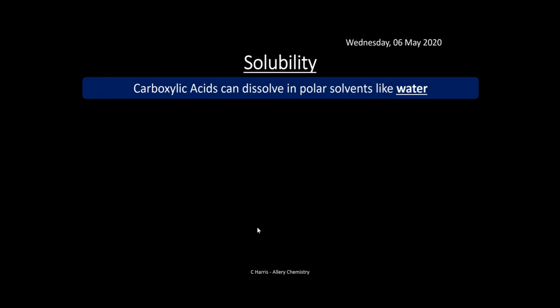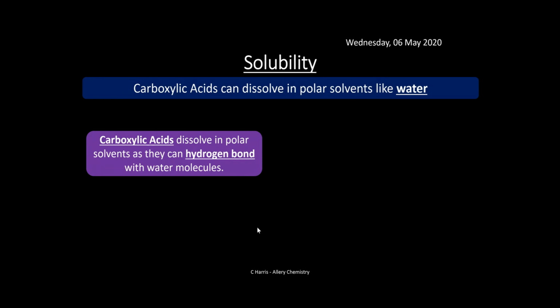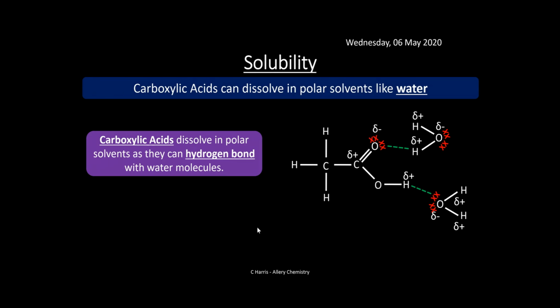Okay, so let's look at solubility. Carboxylic acids can dissolve in polar solvents like water, and they dissolve because they can form hydrogen bonds with the water molecules. So here's an example. We've got our carboxylic acid, ethanoic acid, on the left here, and that hydrogen bonds with your water molecules. Now it can hydrogen bond in 2 places. It can hydrogen bond with your oxygen, so you've got your lone pair of electrons on your oxygen that'll hydrogen bond with the hydrogen on the water molecule.